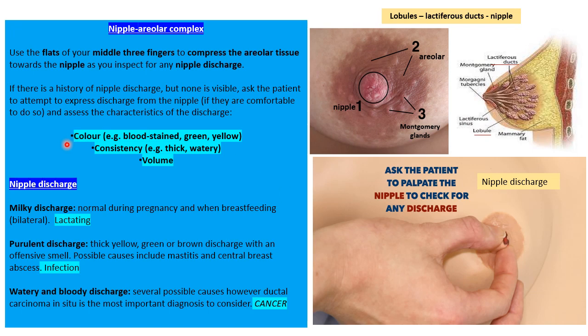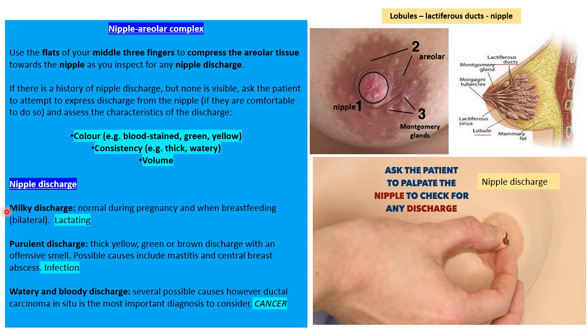Now the important thing is, once there is discharge, you must check the color, whether it's blood stained, green or yellow, the consistency, thick or watery, and the amount, the volume of discharge. These are all important features of various diseases. The nipple discharge itself can be milky. Milky discharge is due to a lactating breast. It is normal during pregnancy and when breastfeeding, and this usually occurs bilaterally.